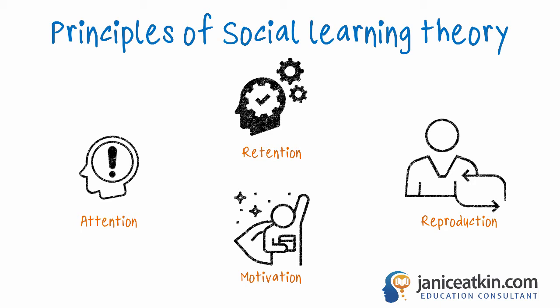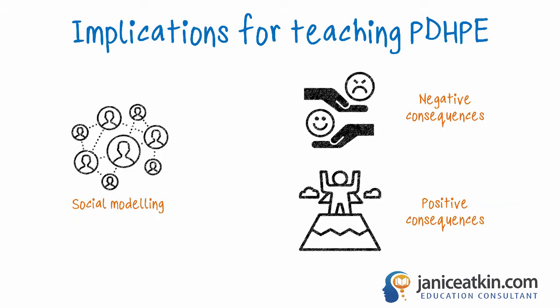But how can we actually translate that into our work as PD Health PE teachers? So Bandura's theory shows us that social modelling is a very powerful learning tool. If students see positive consequences from a particular type of behaviour, then they're more likely to repeat that behaviour themselves. Conversely, if negative consequences are the result of a behaviour, then they're less likely to perform that behaviour. So let's look at an example from the PD Health PE context.